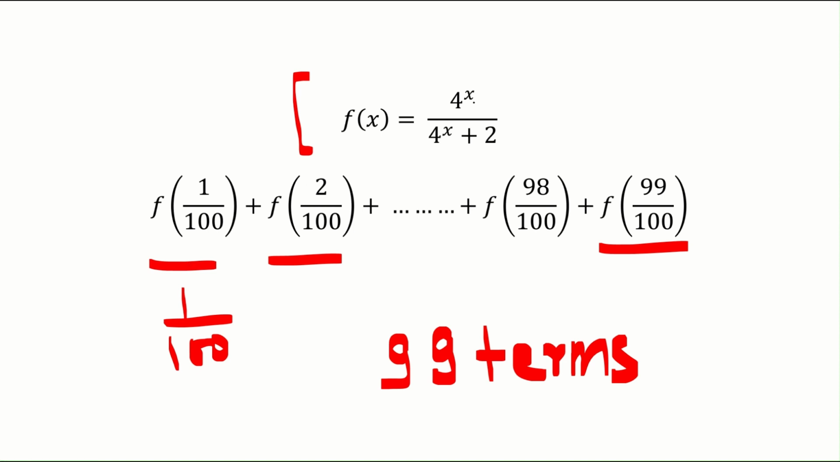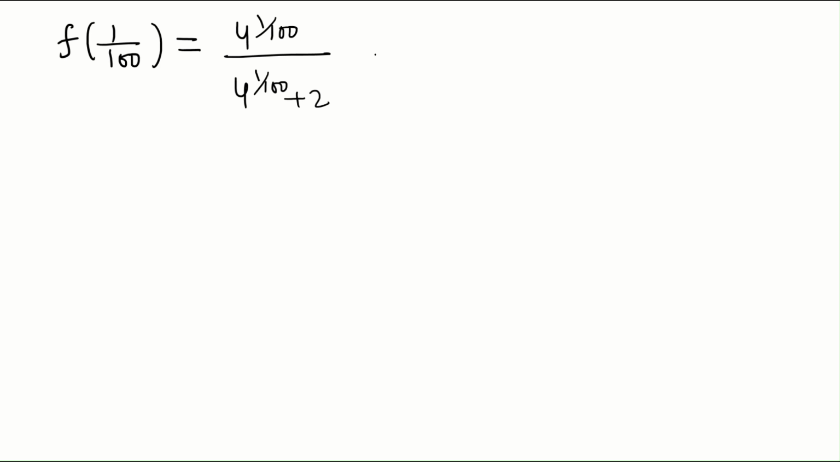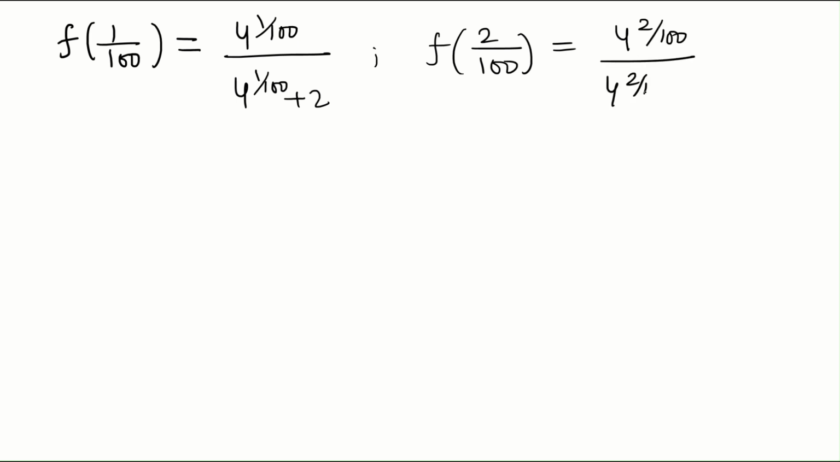First and foremost, I'll try to evaluate a couple of these terms and see what we get here. We can find the value of f of 1 over 100 very easily because f of x was 4 raised to the power x over 4 raised to the power x plus 2. So it is 4 raised to the power 1 over 100 in the numerator, and in the denominator 4 raised to the power 1 over 100 plus 2. Similarly, we can find the second term, f of 2 over 100, which is 4 raised to the power 2 over 100 divided by something like this.